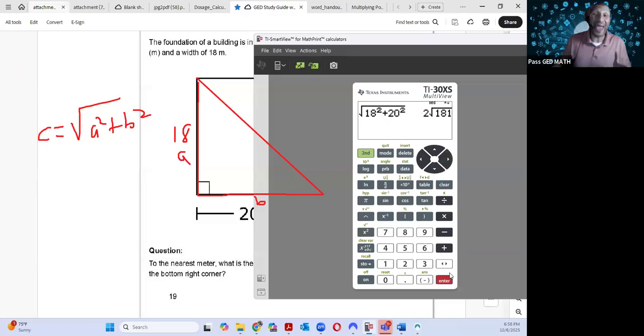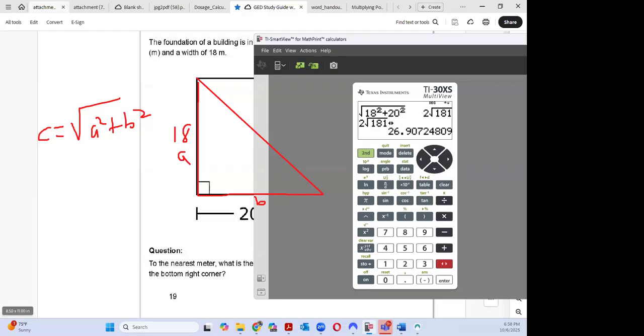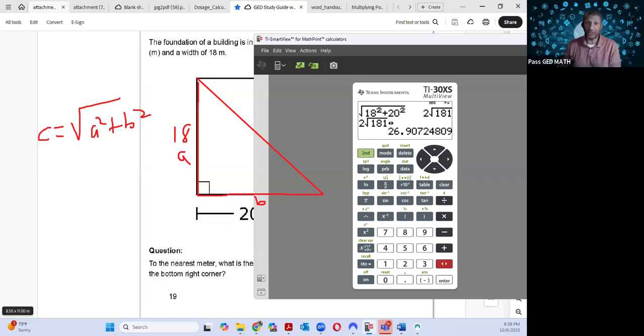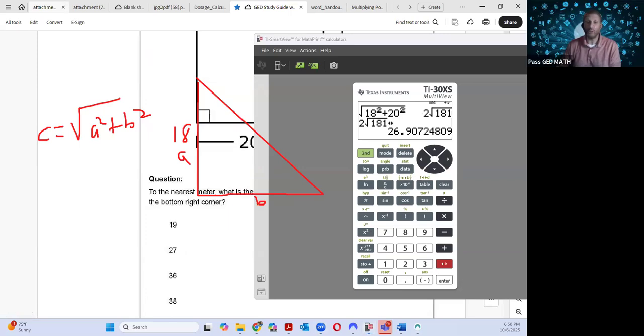They gave me a radical. We know how to use the calculator. To change anything to a decimal, hit my double arrows right above enter. My answer is what? 26.9. We go to our multiple choice. What answer would we select?